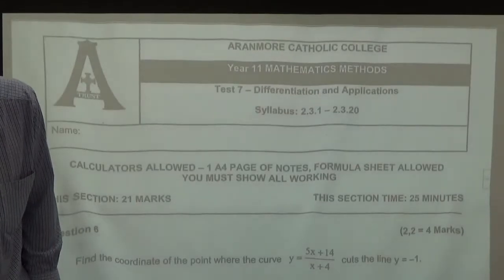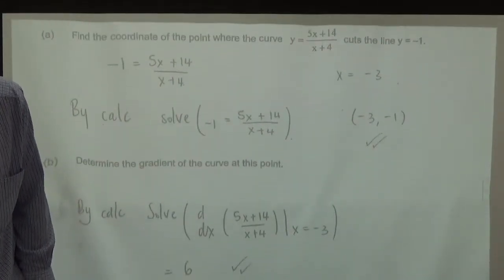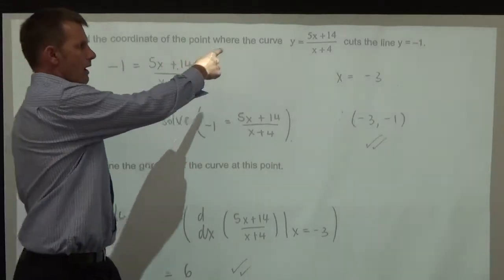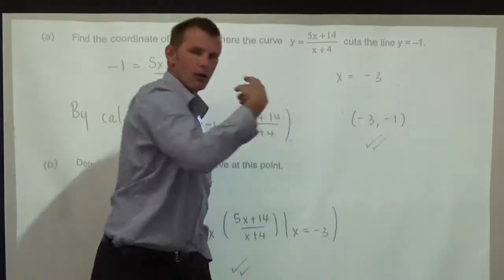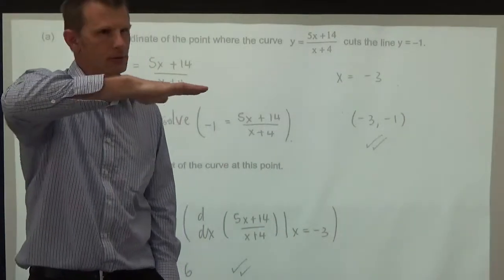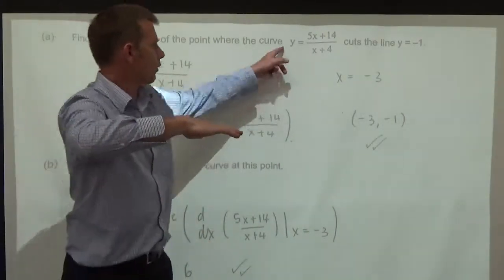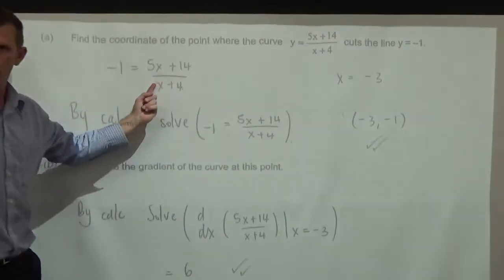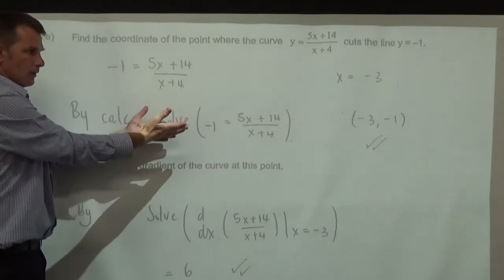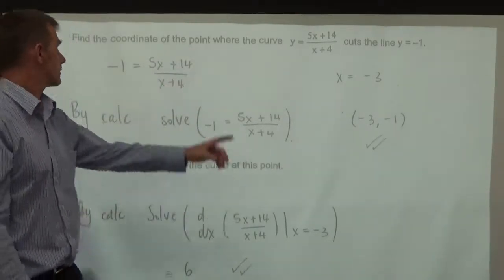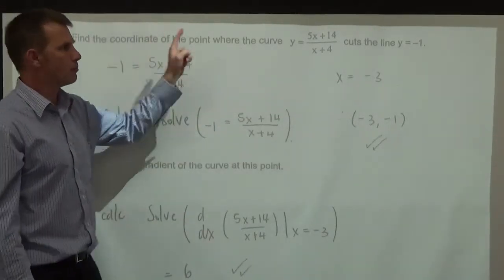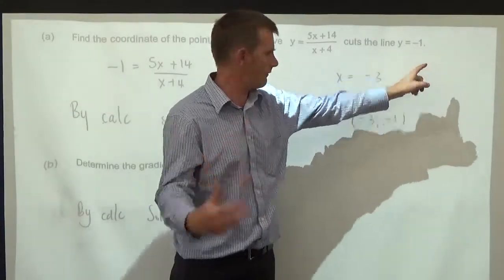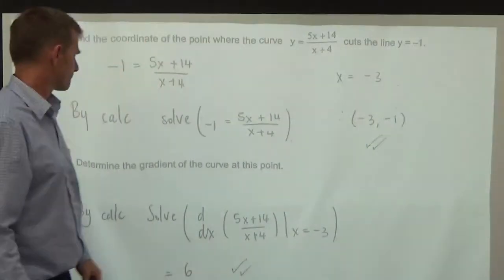Skipping straight along to the calc section, a little quicker here because I've shown you how we do a lot of this on the calculator. Find the coordinate of the point where the curve cuts the line y equals -1, that's a horizontal line, isn't it? Okay. And I've got y equals. So I just let that equal that, and then throw it on my calculator and solve. Answer comes out at -3. It did ask for the coordinate, but I already know y equals -1. So I already know the y value, -3, -1.